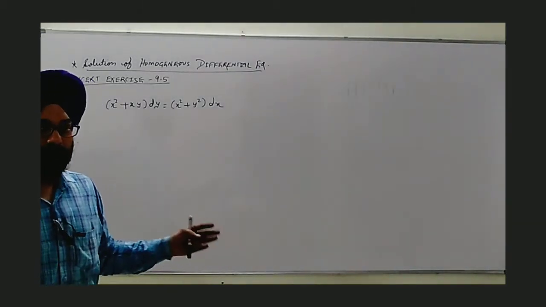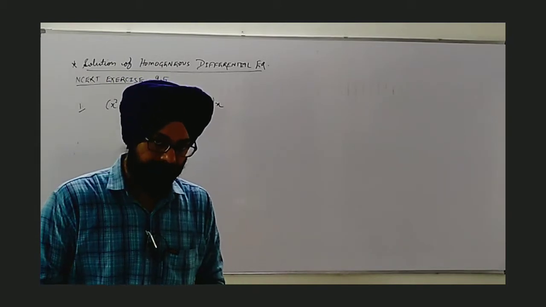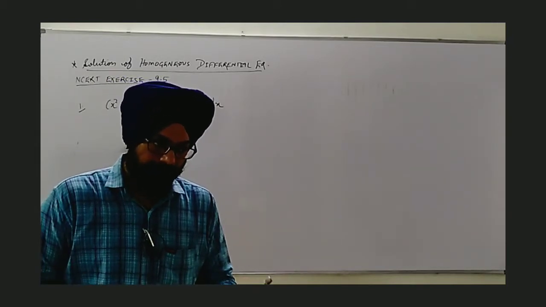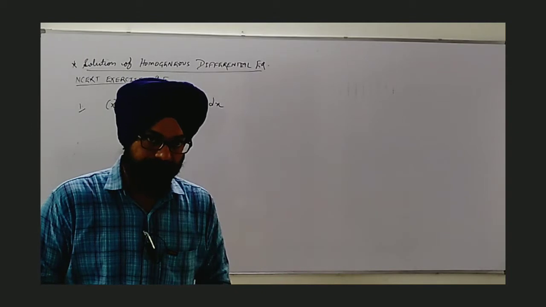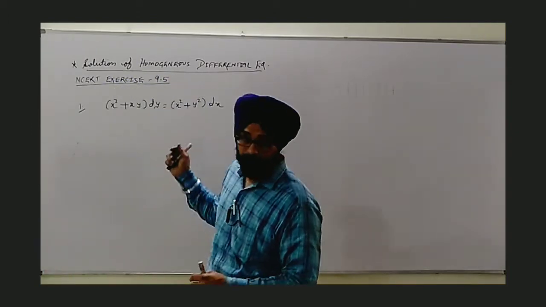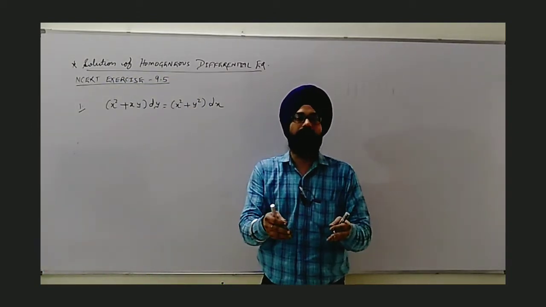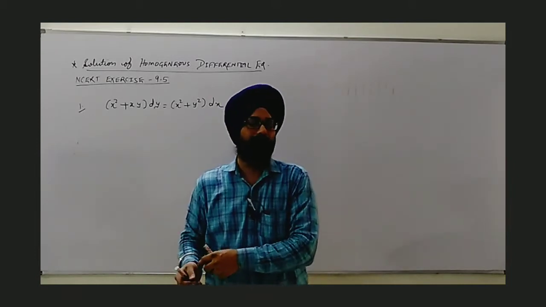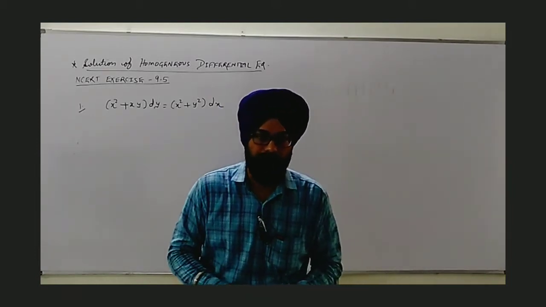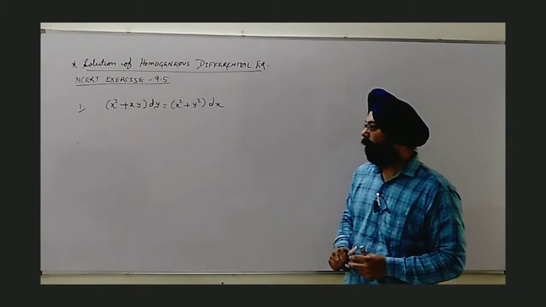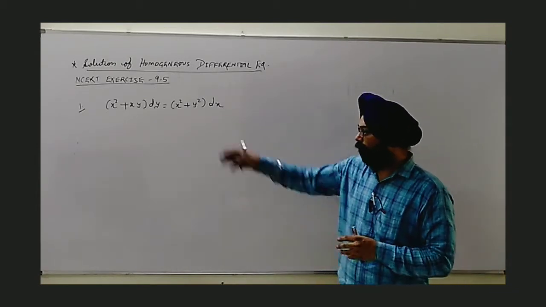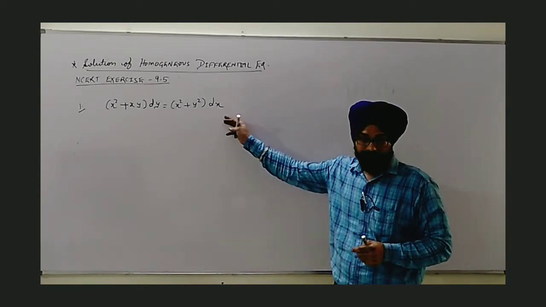In this module we are going to see the topic homogeneous differential equation. As in the earlier lecture I have told you what a homogeneous differential equation is. Here I will explain using examples, and these will be taken from NCERT exercise 9.5. Let's see. The first equation is given: (x square plus xy) dy is equal to (x square plus y square) dx.